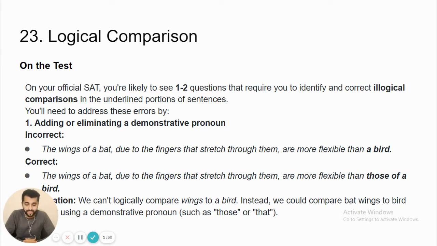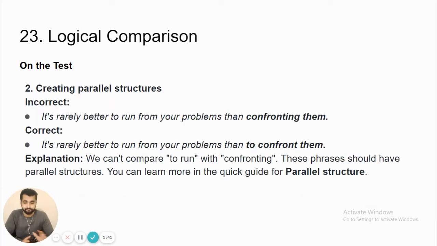We can't logically compare wings to a bird. Instead, we could compare bat wings to bird wings, right? Using a demonstrative pronoun such as those or that. Number two, creating parallel structures.